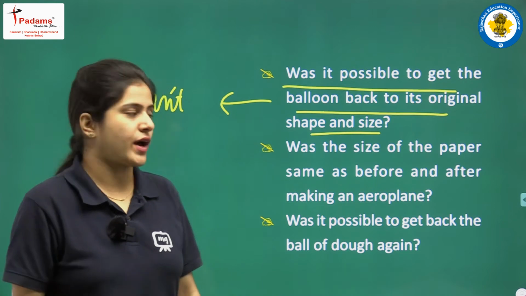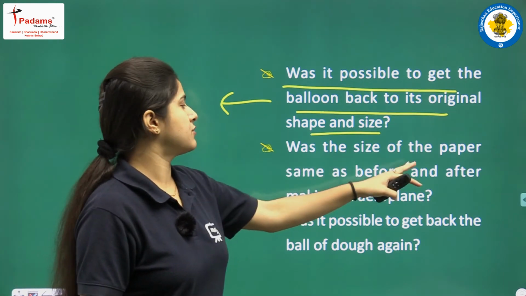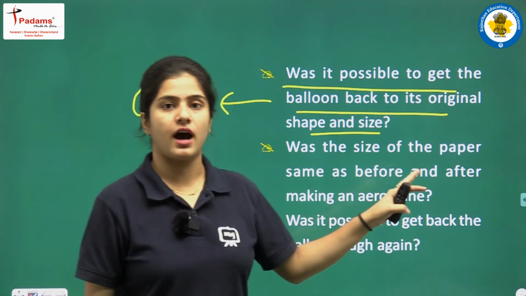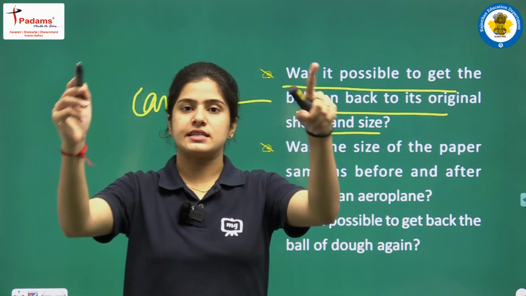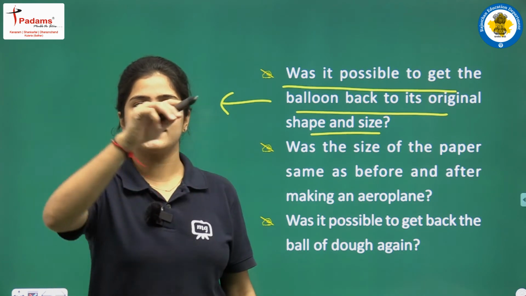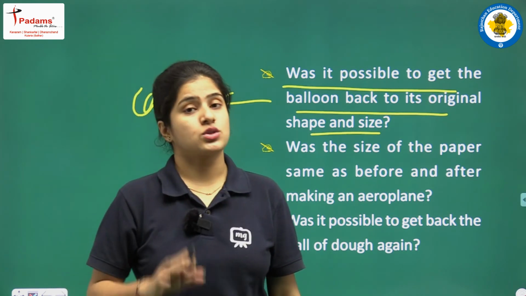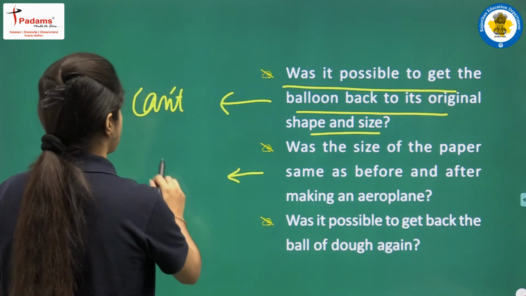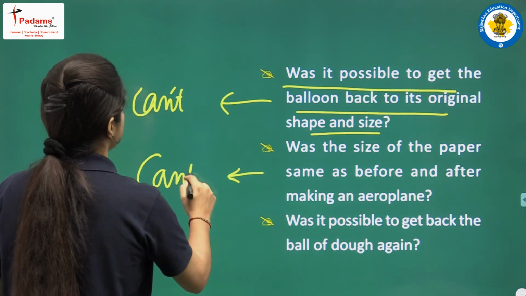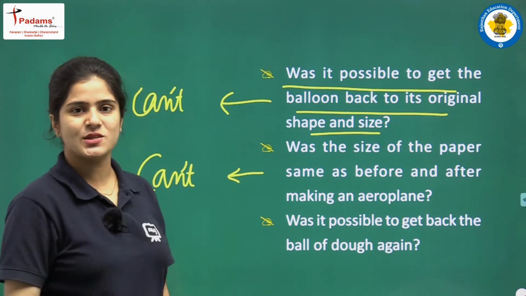Now in the 5th activity students, we have cut out the paper and made the cutout of the aeroplane, right students. So was the size of the paper the same before and after making an aeroplane? No students, before it was that paper and now it is the cutout of the aeroplane. So the size of the paper has decreased, it is not in the original state. So this change can't be reversed back, alright students.